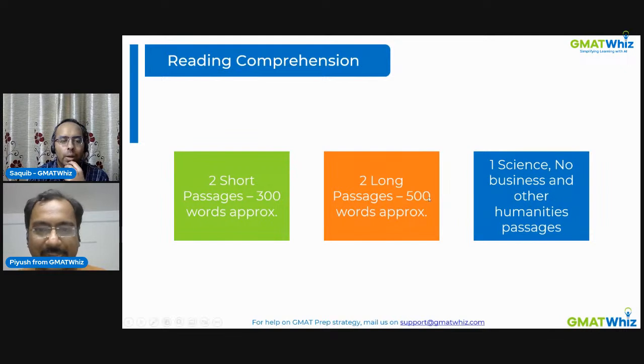Actually, my bad. It was just one long passage, 200-300 words, and one was, I would say, decent size. And again, I did not get any business passage.